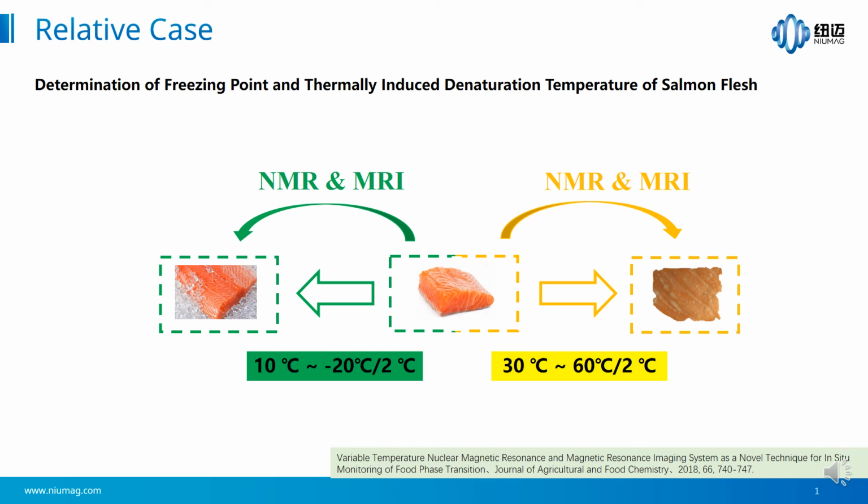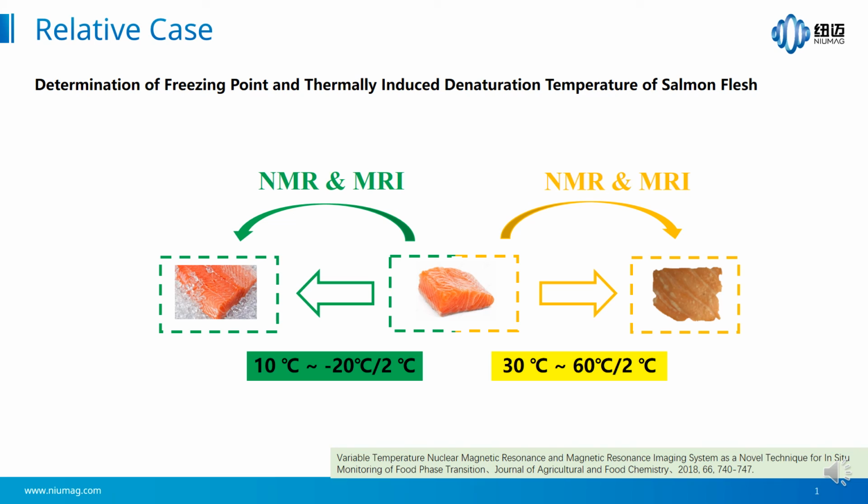Hello everyone. Today I'm going to share with you an experiment which was done by the NIUMAG NMR for food research. This is the experiment about the determination of freezing point and thermally induced denaturation temperature of salmon flesh.